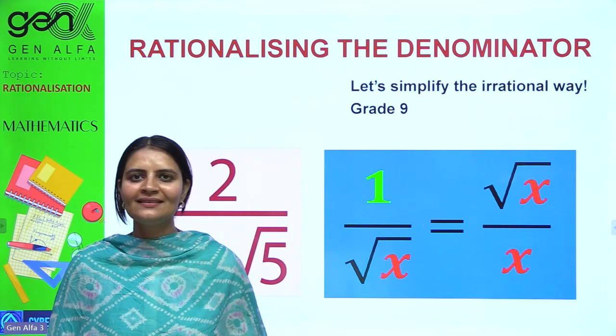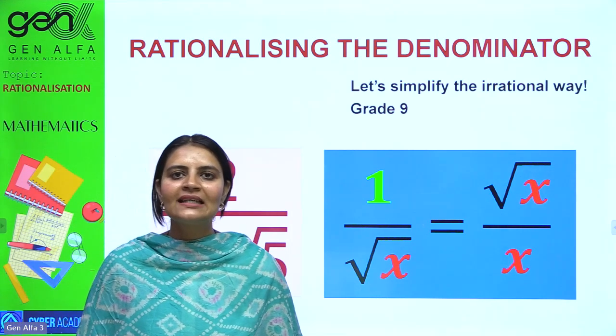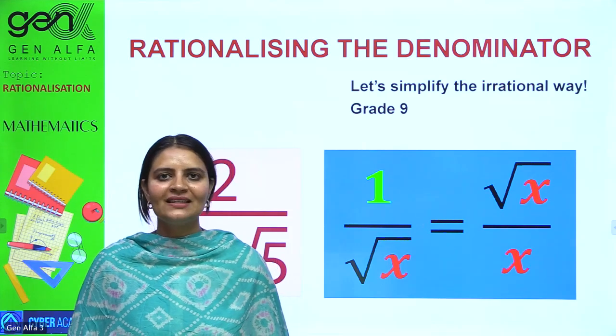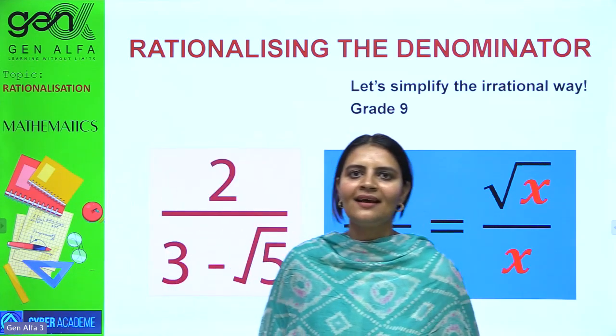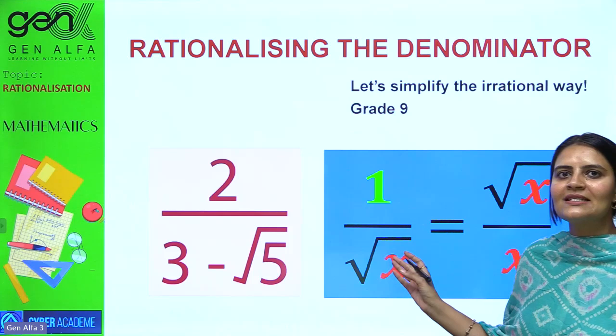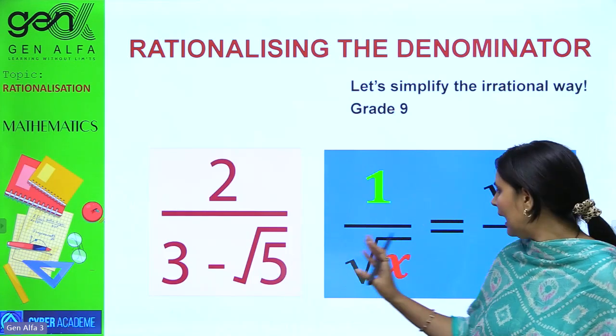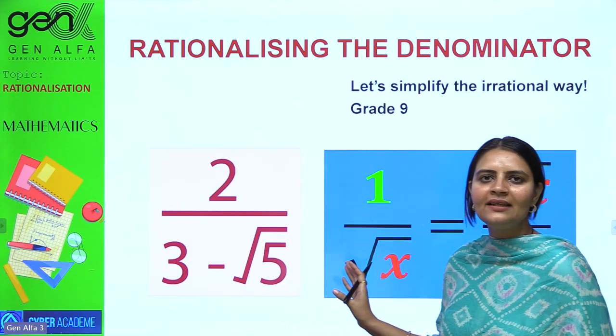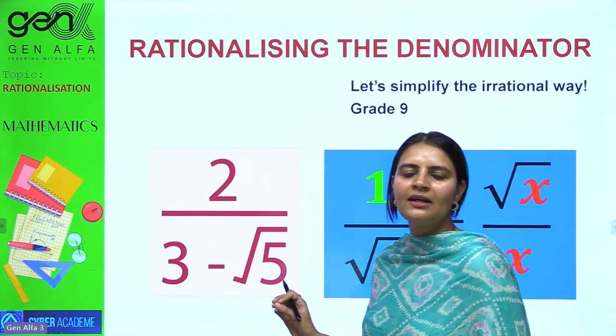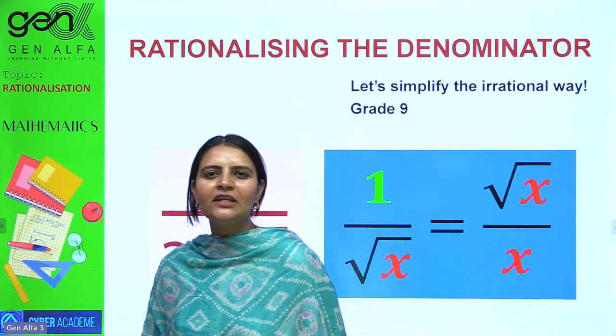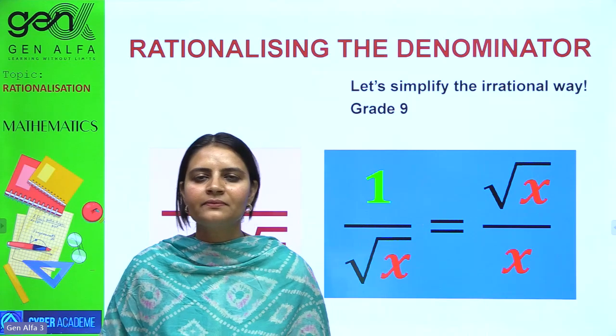Read out the heading, rationalizing the denominator. Yes, have you seen these type of expressions? Yes, under root 5, under root x. Basically, the root ones are sitting here in the denominator. It's very frustrating to solve them.